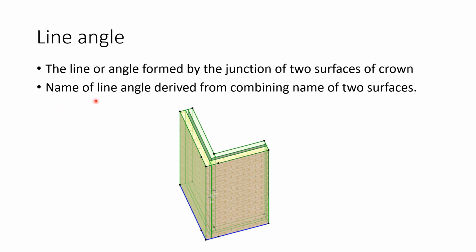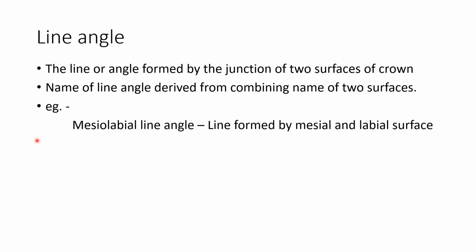The names of these line angles are derived from the names of these two surfaces. Whichever surface is on this side and whichever surface is on this side, the line angle is named according to these two surfaces. For example, the mesiolabial line angle: the mesial side as well as the labial side form a junction of a line, which is called the mesiolabial line angle. That is the line formed by the mesial and the labial surface.